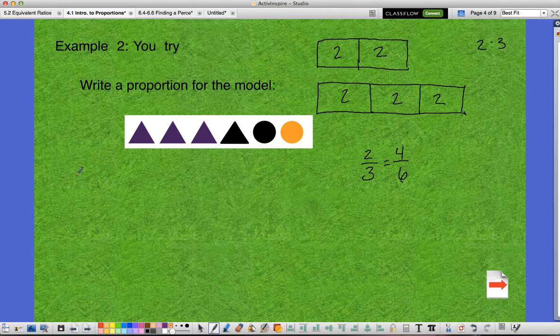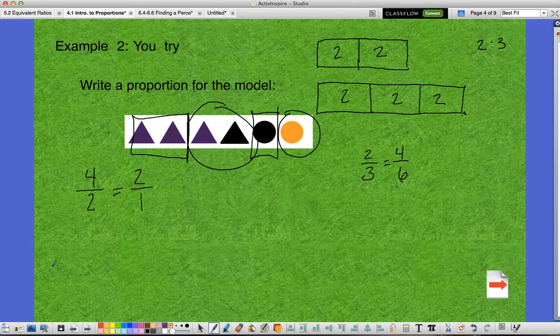All right, so I'm going to do triangles to circles. If I do the ratio of triangles to circles, I get 4 to 2. And then I can take these and put them into a group of 2 and 1, and then 2 and 1, so I know that 4 to 2 is proportional to 2 to 1. Now, could you have done circles to triangles? Absolutely.